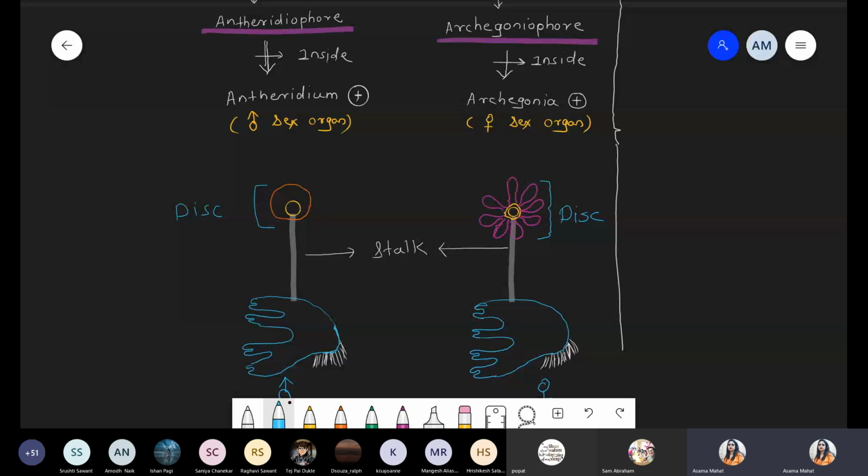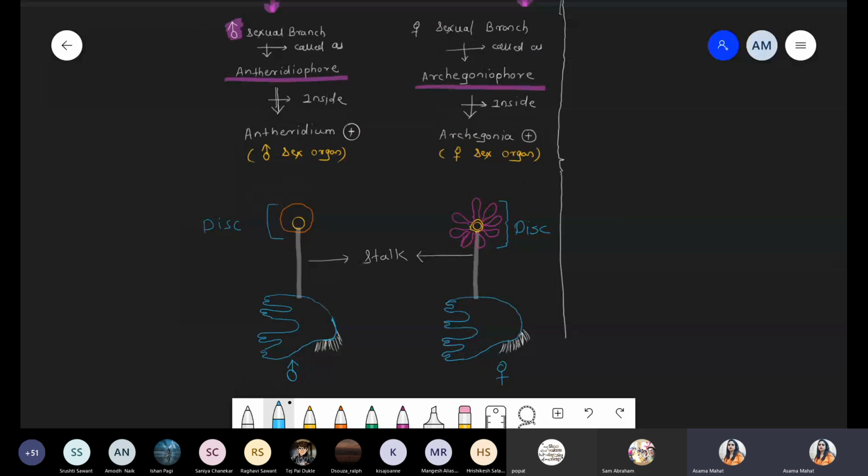And where is the variation happening? With respect to Marchantia, the variation is with the help of the disc, because the female body has some typical type of disc structure. So on the basis of this, we can easily understand which one is the female sexual branch and which one is the male sexual branch. Got it? And if you want, you can write down this information in the margin. That is the typical structure of the disc.